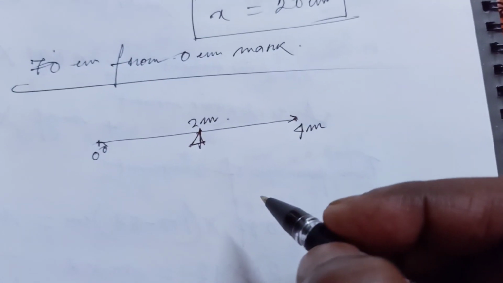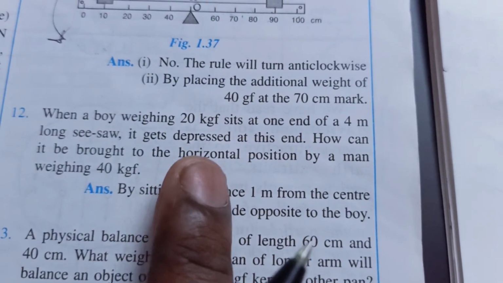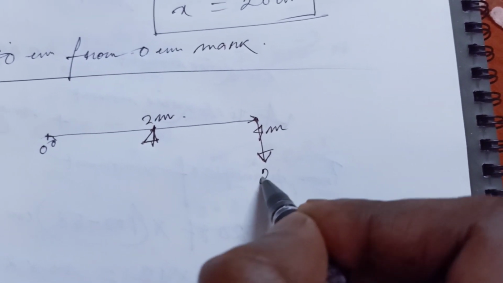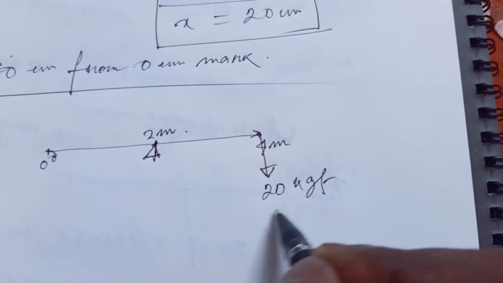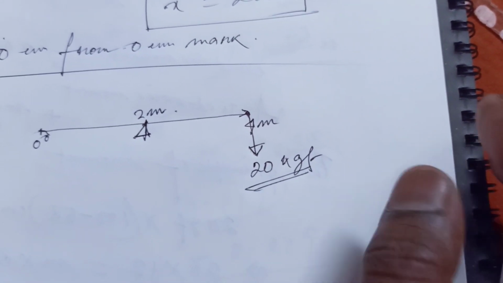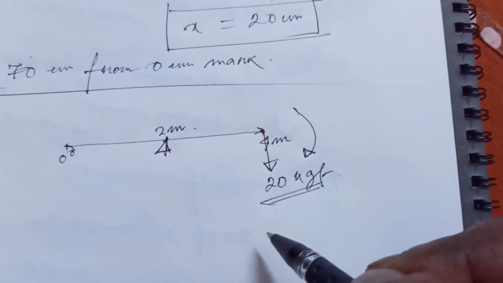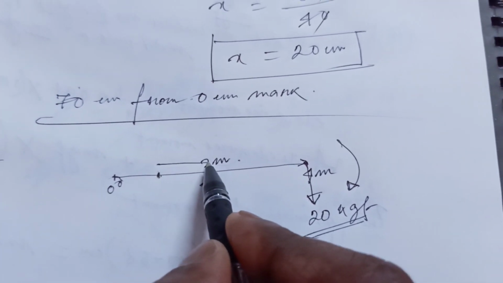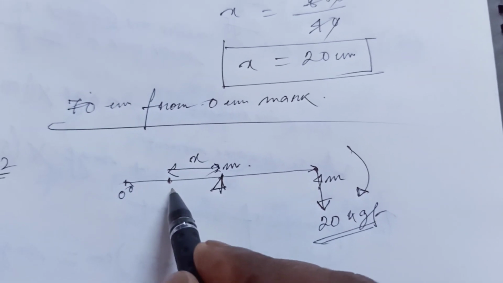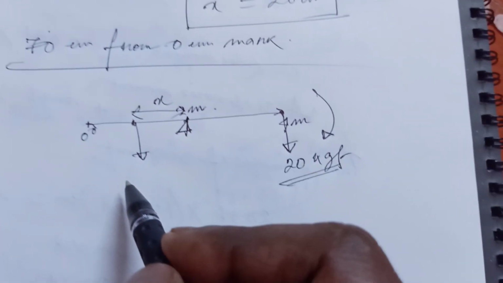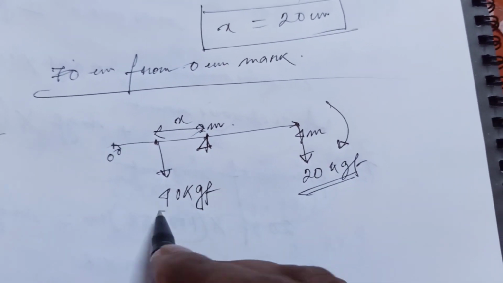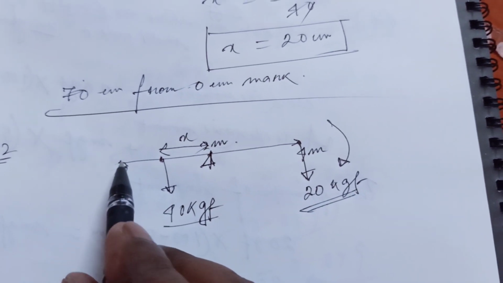So 4 meter. When a boy weighing 20 kg force sits at one end at 4 meter, it is depressed along this direction, so a clockwise moment acts. And if we place a weight at a particular position, say x meter, with a weight of 40 kg force, and the 20 kg force is placed at the other position, then it is in equilibrium.